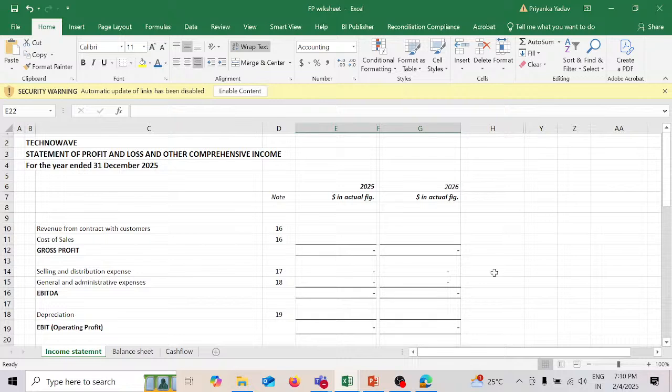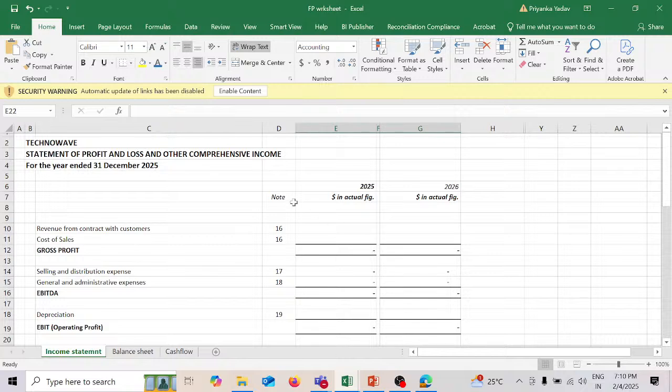So this is Technowave Limited, a mid-size IT company. It is a startup by Tom. He has done the business, he knows how to do the selling, but he doesn't know how to account for the profits, how to make financial statements. So we'll help him do so.